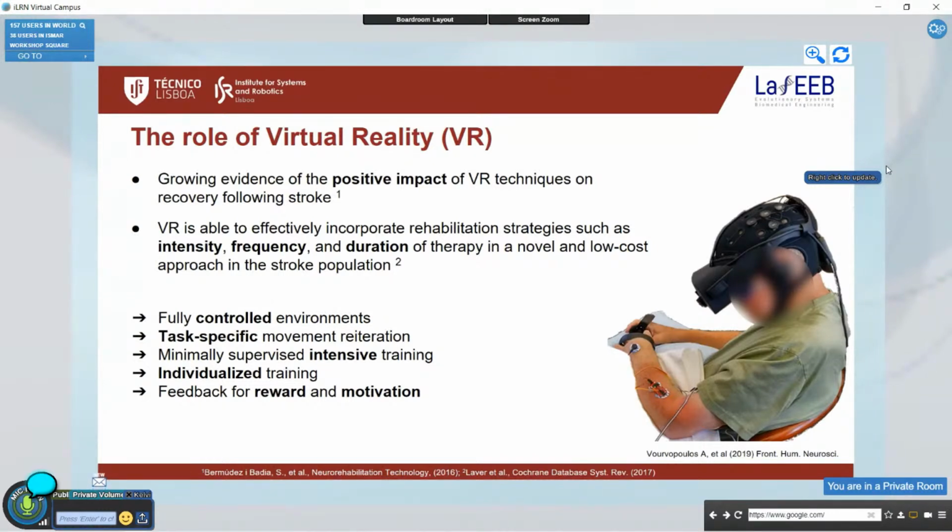Moreover, with virtual reality, we can have fully controlled environments. We can have task-specific movement reiteration. We can have minimally supervised intensive training, individualized training, and of course, feedback for reward and motivation, adding extra motivation mechanisms into the training task.